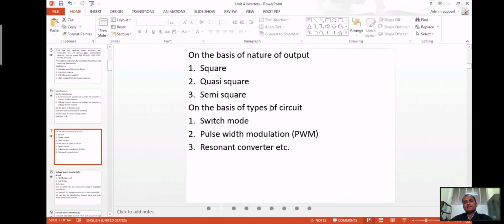Another classification is on the basis of the nature of the output, what type of output it is going to give. The inverter can give a square waveform, a quasi-square or a semi-square output. So you can have a classification based on the nature of the output.